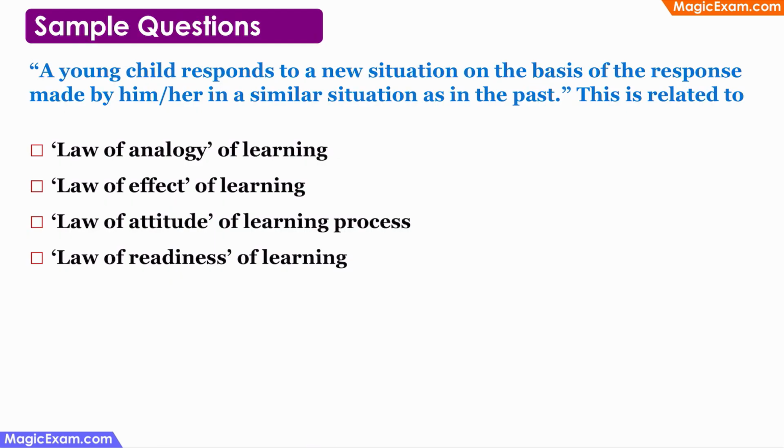Let us now look at some sample questions from previous question papers. This question is asking us, a young child responds to a new situation on the basis of the response made by him or her in a similar situation in the past. This is related to which of the following? Remember, I told you that when I go to my neighbor's house, I see a golden retriever, and because it is a friendly dog, I start associating that breed with friendly dogs. And whenever I see a golden retriever anywhere outside, right, I immediately think that this is a very friendly dog. And that is the law of analogy of learning. Right? So the correct answer is law of analogy of learning.